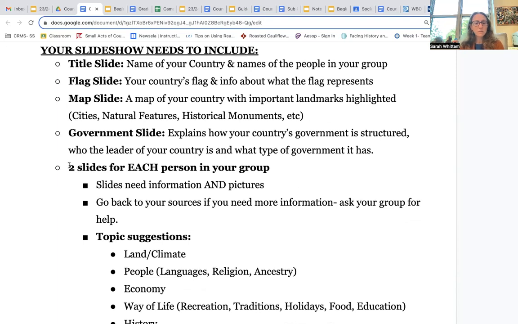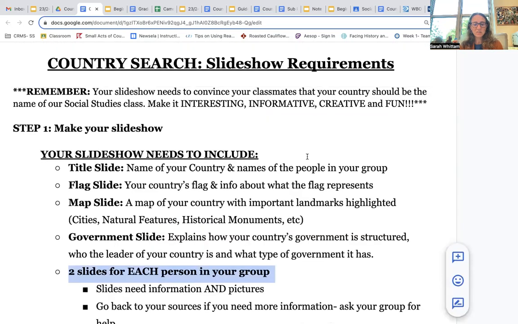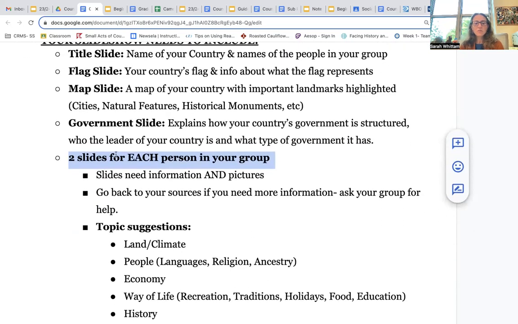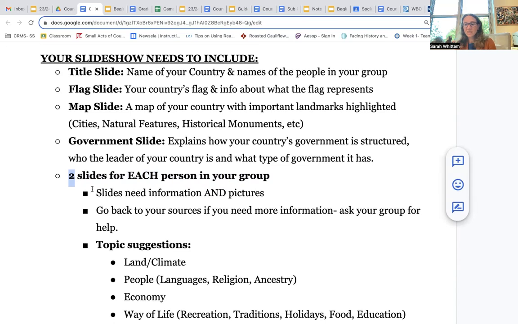Here is the important part of your notes that is a change, okay? So this says 2 slides for each person in your group. I'm changing this requirement. So everybody please pick up your pencil or your writing utensil. Now wait a second while we do this. Everybody pick up your writing utensil. Go ahead and cross out this 2. And put a 1. So each person in your group needs to make one of their own slides.